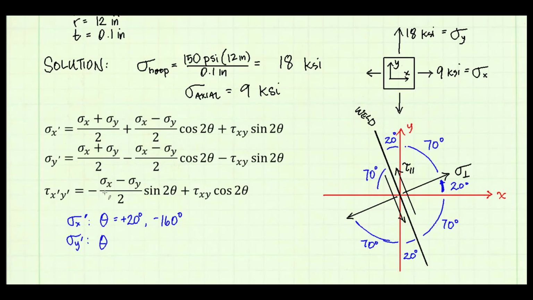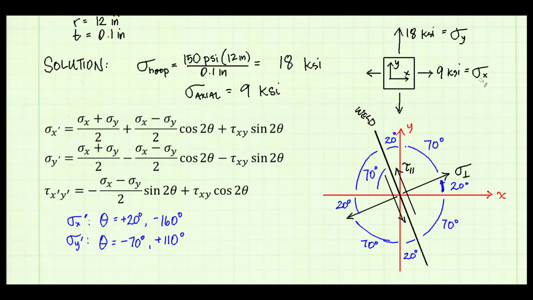If I'm going to use the sigma y prime equation, I'm going to measure angle theta from the y-axis. Here's the y-axis, and we see that the angle from the y-axis to the normal stress to the right of the weld is 70 degrees, but in the negative direction. As an alternative, I can measure the angle from the positive y-axis to the normal stress component to the left of the weld. That's going to be positive 110 degrees. So I have four options that I could use to get the same answer.